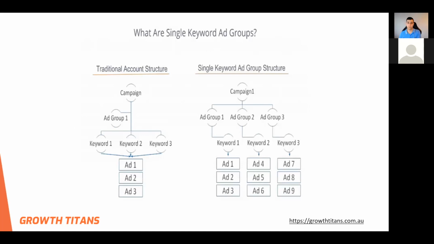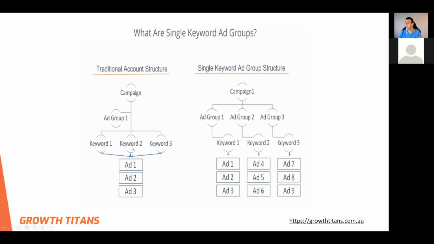And here's an example of what I'm talking about. You've got your traditional account structure on the left, and then the single keyword ad group that I just mentioned on the right. So generally you've got your campaign, an ad group, and then a bunch of keywords. Now, just to explain, this is your Google Ads account. This is sort of a broken down version of your campaign in your ad group. And then your keywords would be, for example, termite problems, company needed, termite inspection, rodent problems, pest control company, Melbourne, right?